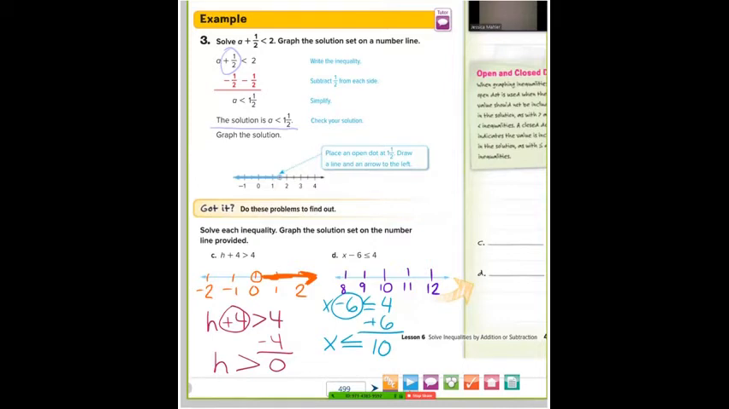We're going to put a closed-in circle on 10. The reason why it's going to be closed in is because x is less than or equal to 10. Then we are going to shade everything to the left. The reason why we're shading to the left is because the inequality symbol, less than or equal to, is pointing left. So there's the graph for our solution.